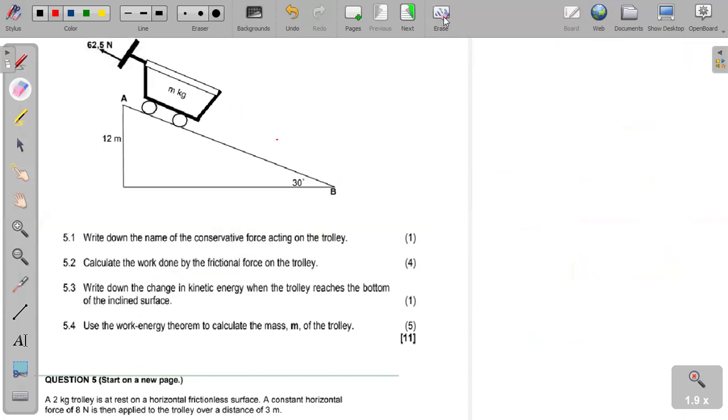Okay, so if that is the case, then how do we calculate using the work energy theorem? What does the work energy theorem say in the first place? That's the first thing to take note of. The work energy theorem says that the net work done on an object is equivalent to the object's change in kinetic energy, delta EK. So the total work done on an object is equivalent to the object's change in kinetic energy. That's what the work energy theorem says.